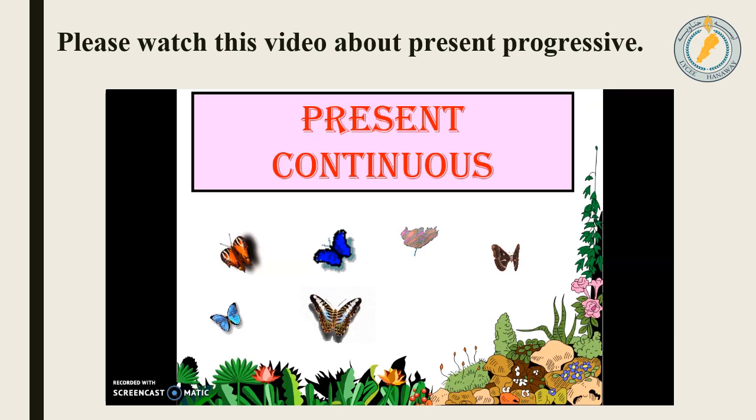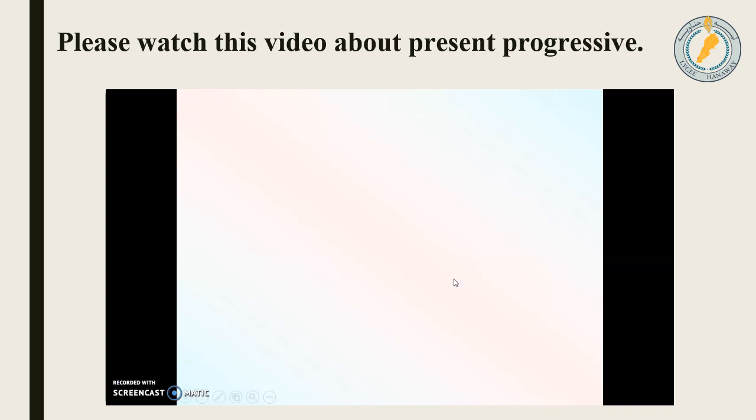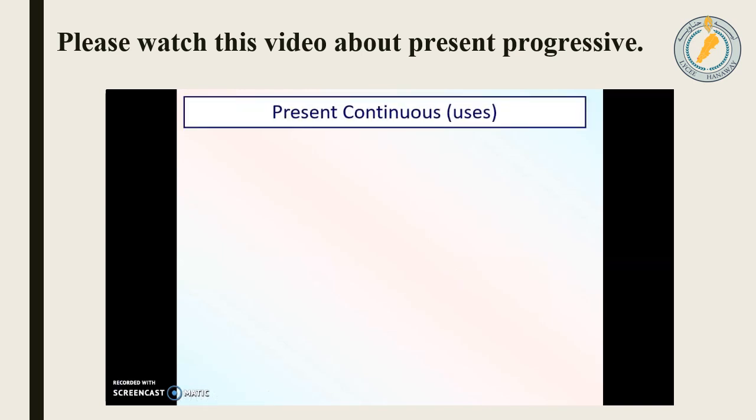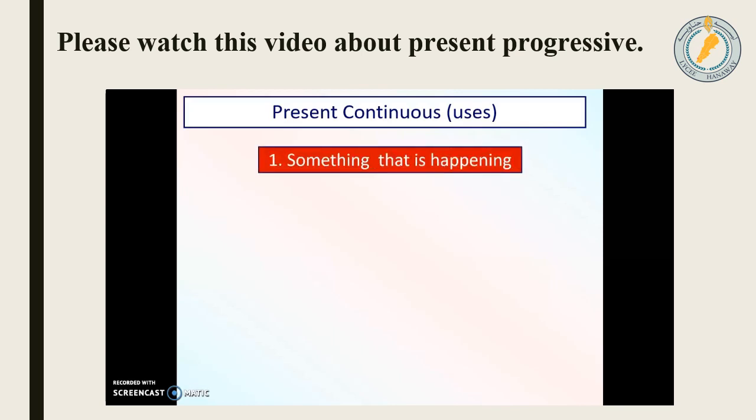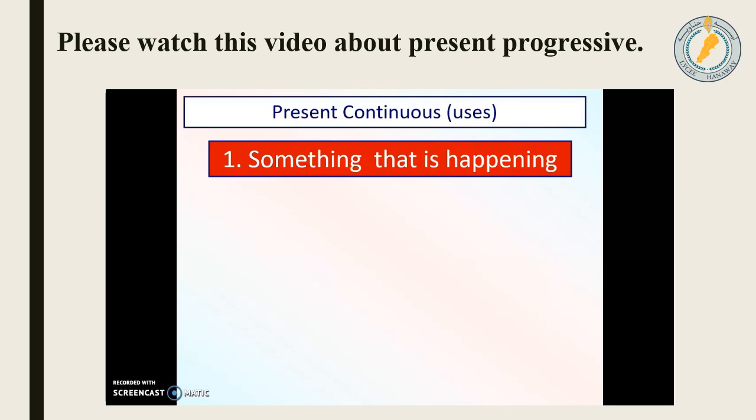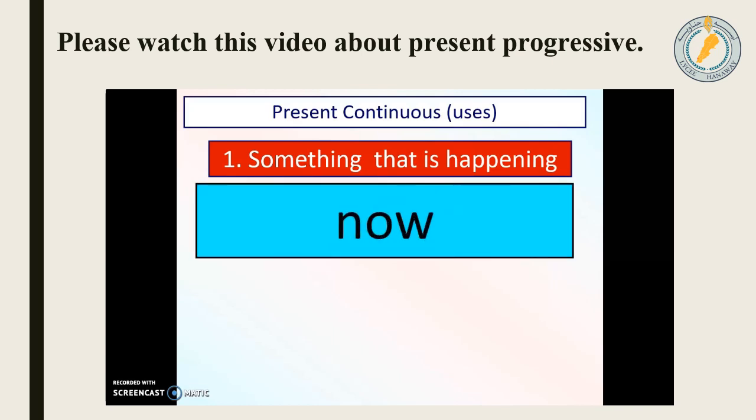Today in this video, we will learn about the present continuous tense. Are you ready to start? Let's go. Let's start with the present continuous tense. First of all, let's see together when we have to use this verb. The present continuous tense is used to talk about something that is happening now. When I say now, it means at the moment.